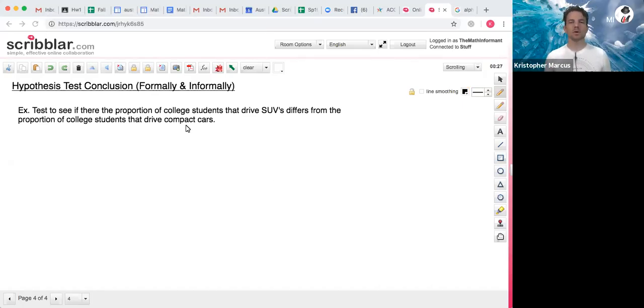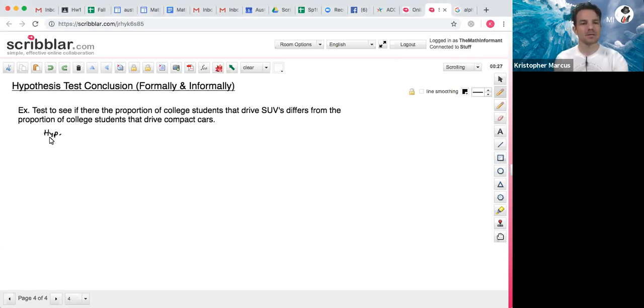In this problem, we're going to have two groups, and we're going to do a hypothesis test conclusion two ways, formally and informally. Here we're trying to test to see if the proportion of college students that drive SUVs differs from the proportion of college students that drive compact cars. Starting with setting up the hypotheses.